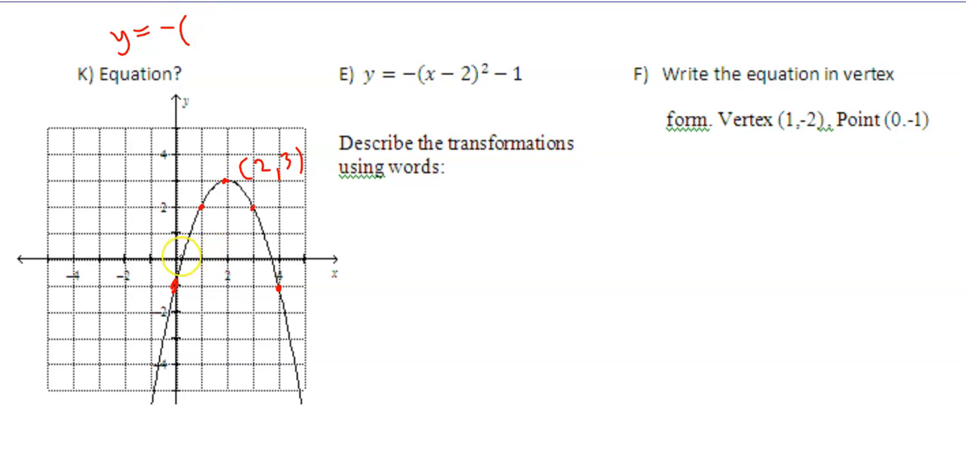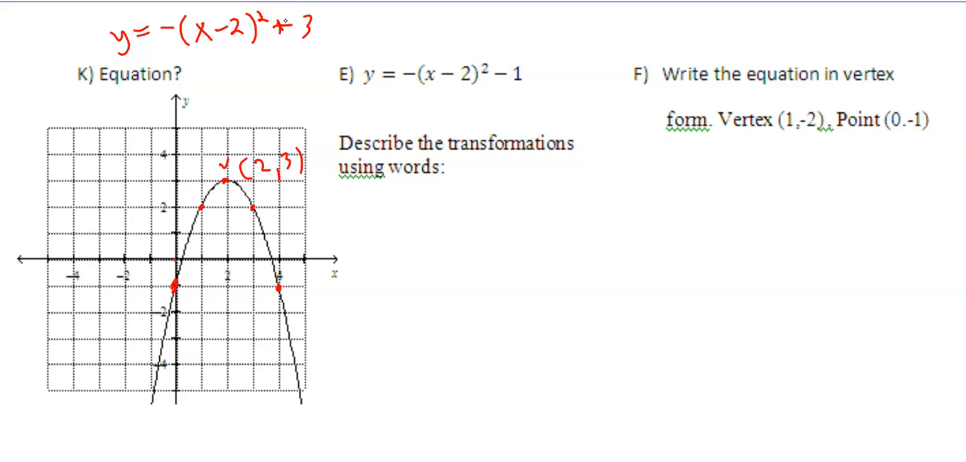It looked like it moved to the right. So from 0, 0 to a vertex of 2, 3. So it'd be x minus h, which is 2 squared, plus 3, because it moved up 3, and you got your equation.